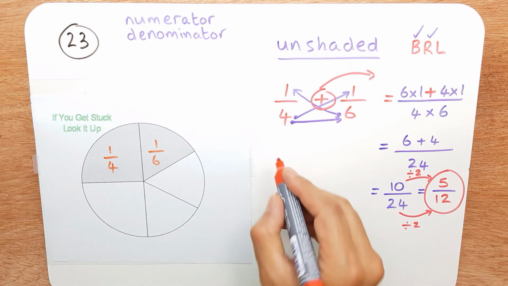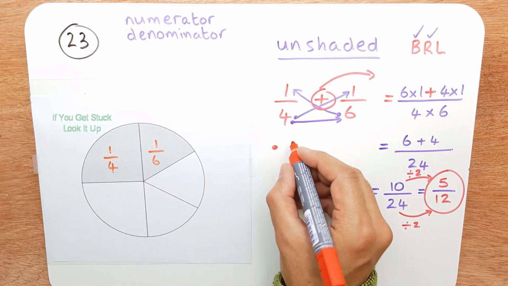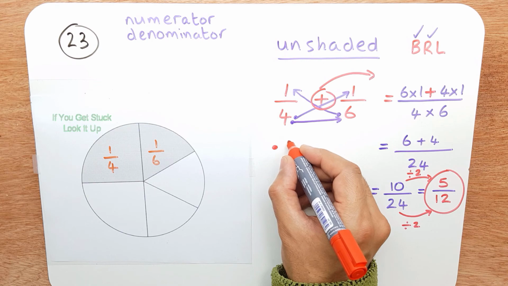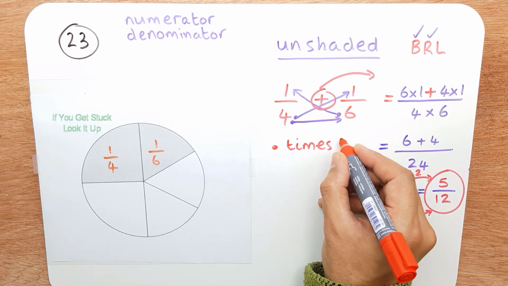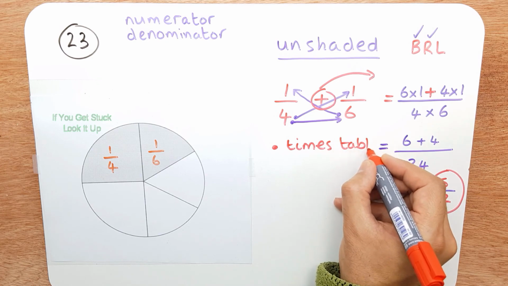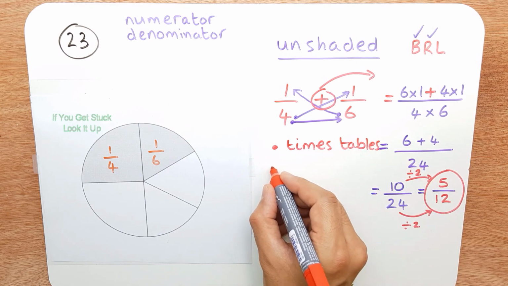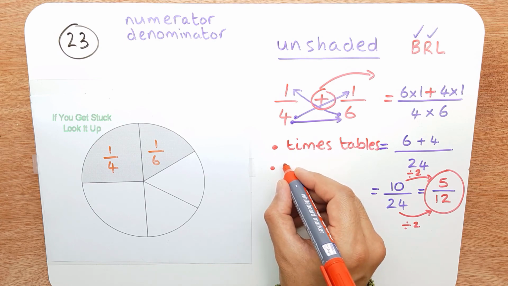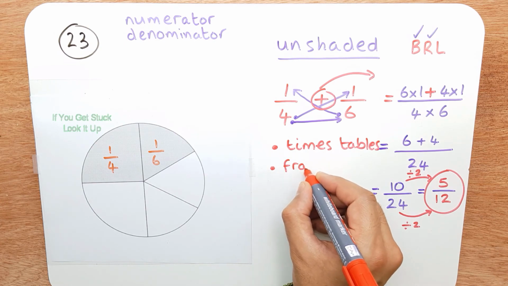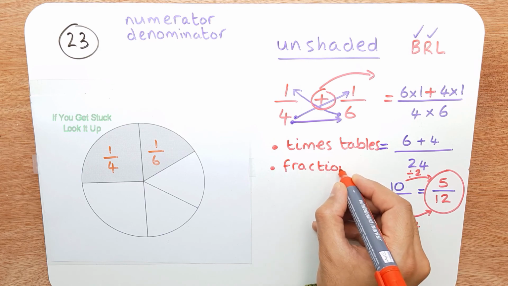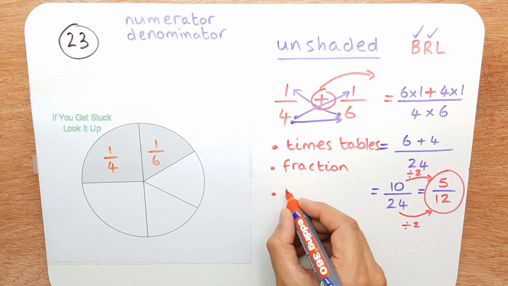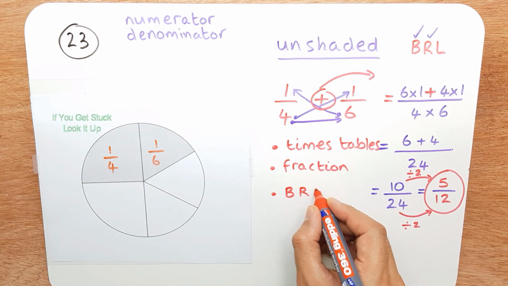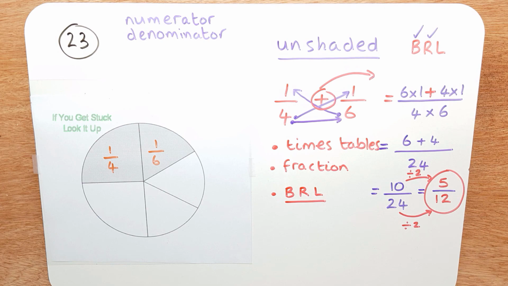Now there's a few things you have to know. You have to know how to do your times tables. And secondly, you have to know the parts of a fraction. And what you can do is learn the bottom, right, left, or the Brill method for adding fractions where the denominators are not the same.